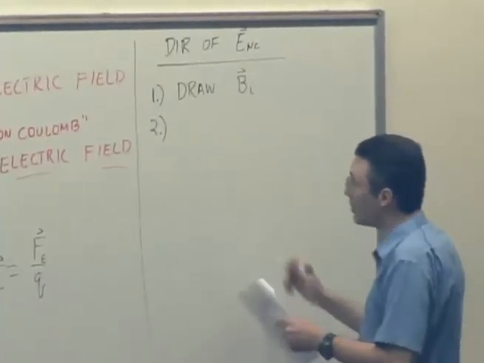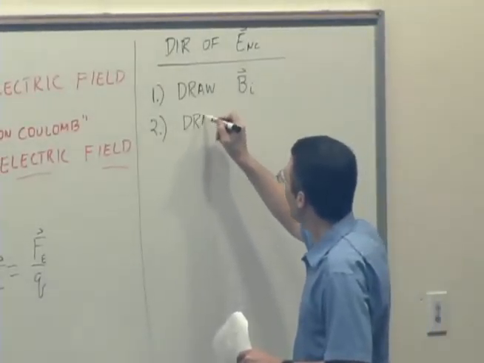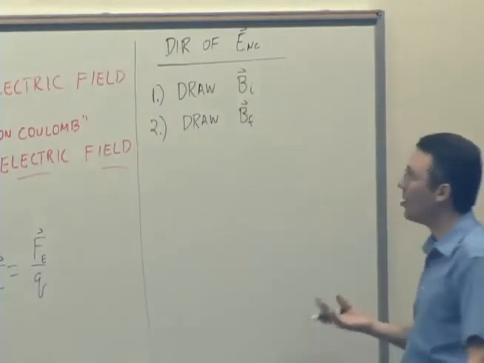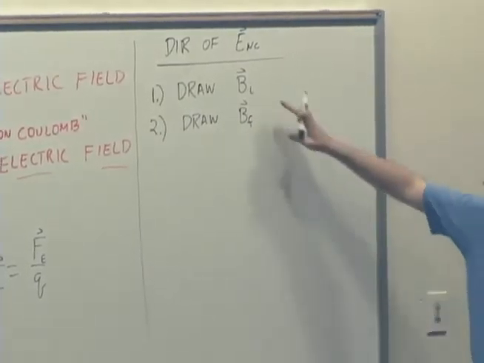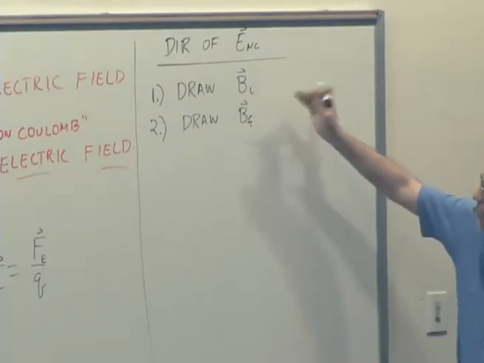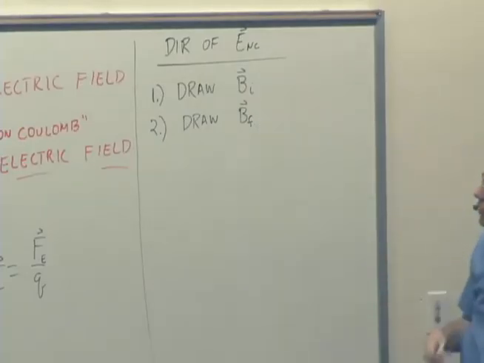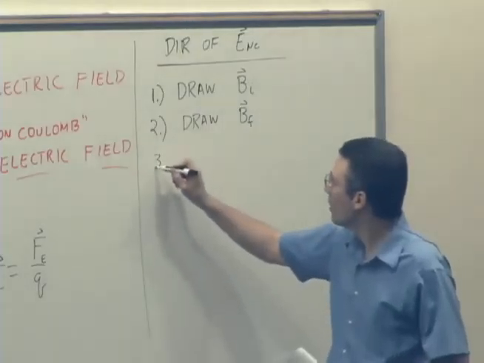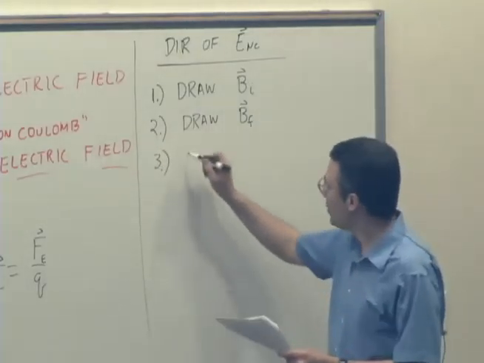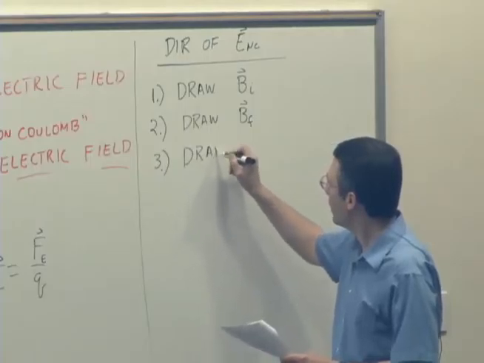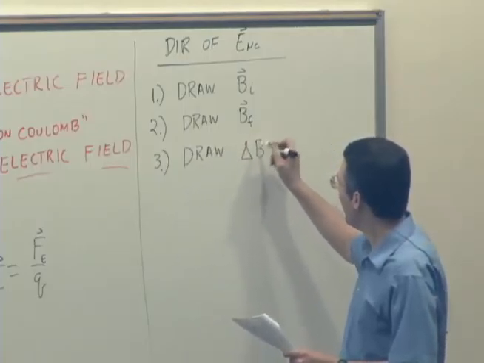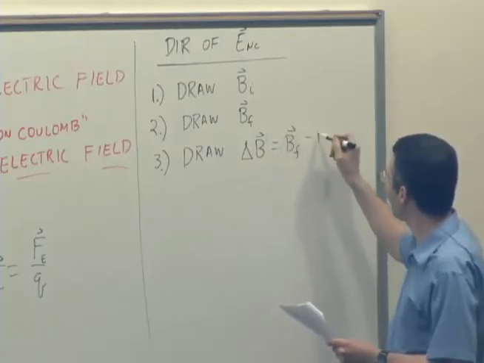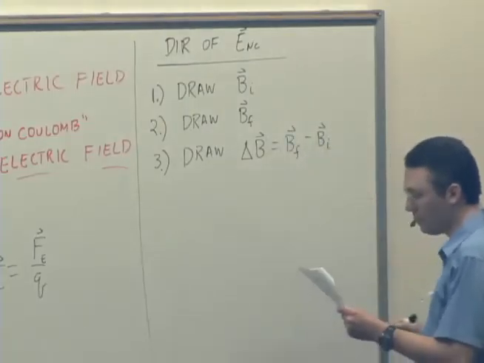Second step is draw the final magnetic field. If the magnetic field's changing, we're drawing it at some initial time, then waiting some short amount of time, and then drawing the new magnetic field a short time later. Step 3 is draw the change in magnetic field, delta B, which is B final minus B initial.